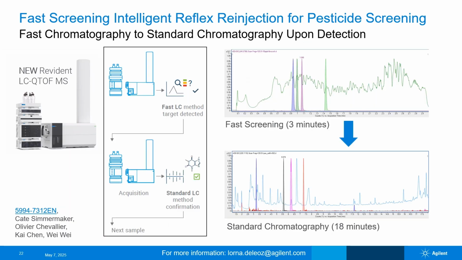We added the ability to process samples quickly to the LC QTOF as well. If a target pesticide is detected with a short method, it automatically runs the analytical method. But if the target is not detected, the system skips to the next sample without running the longer method, thereby saving time.